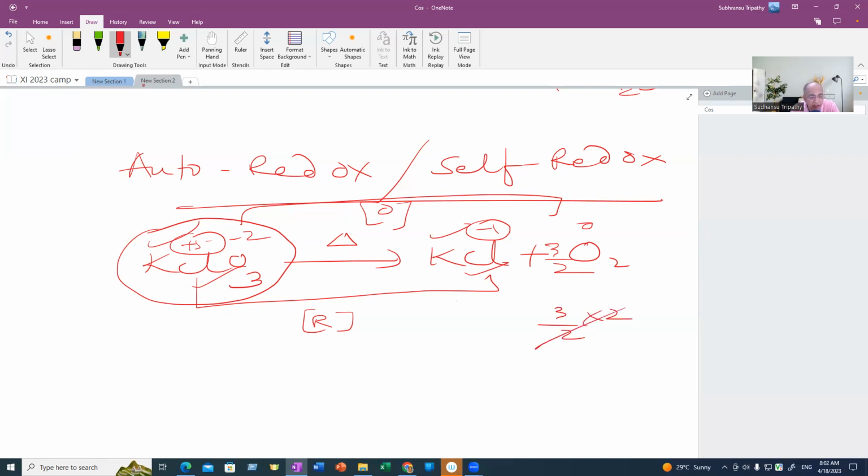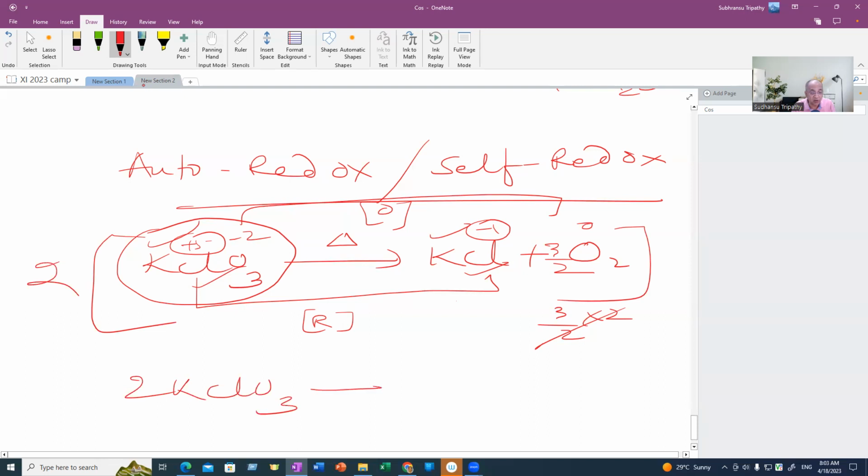So fraction wise it is equal, but we can never present the balanced equation with a fractional coefficient. We have to make it a simple whole number. So what minimum factor you have to multiply? The LCM of all fractions here with 2 is the only one. So if you multiply the whole equation by 2, you get the simplest whole number ratio: 2 KClO3 will give you 2 KCl plus 3 O2.